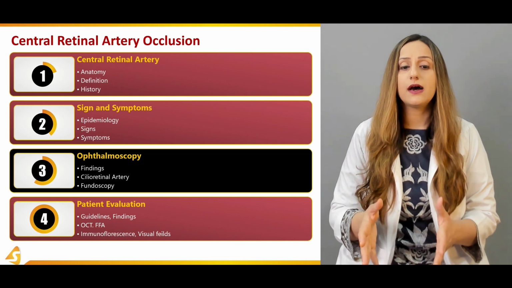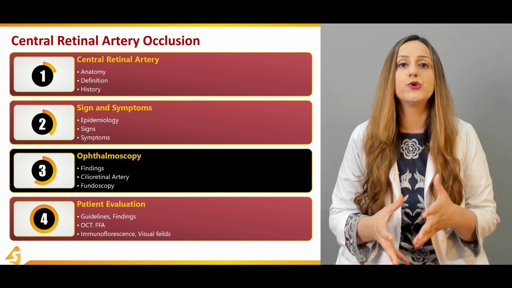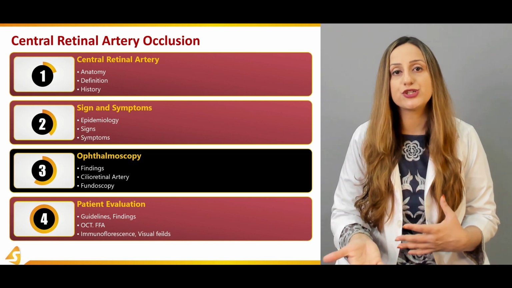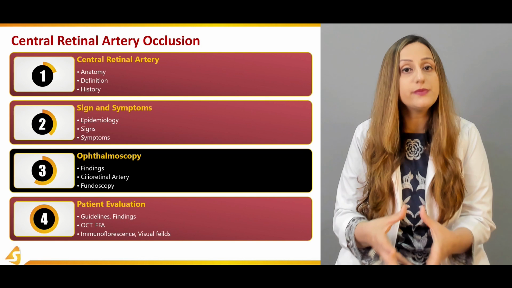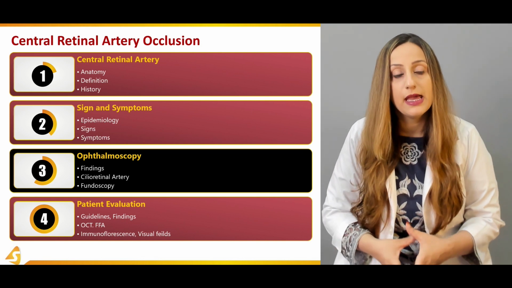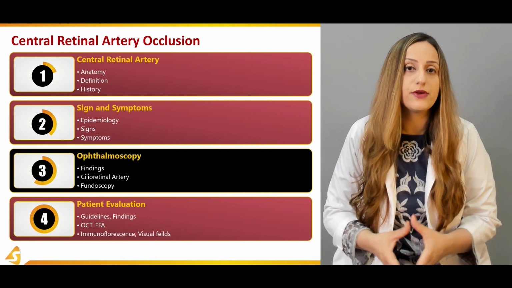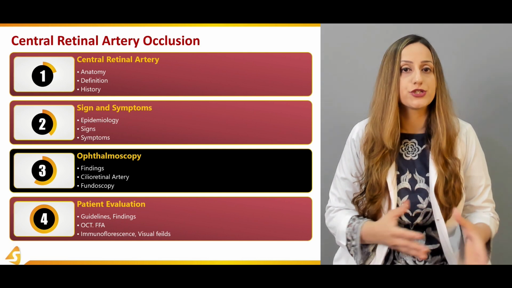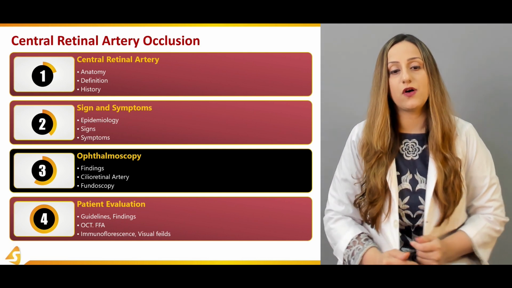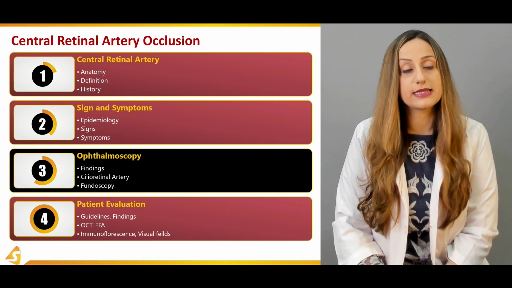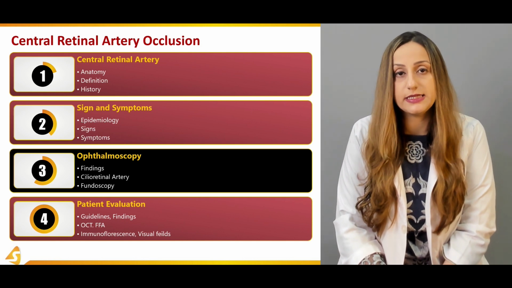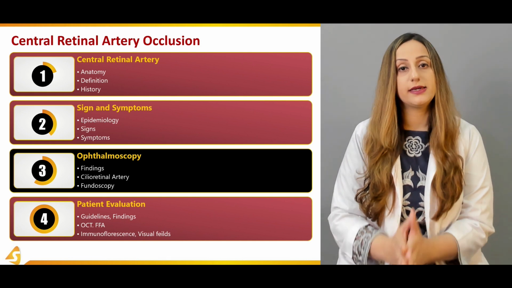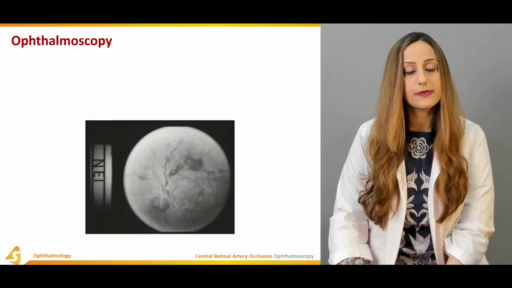Then there are the arteries also known as the anterior and posterior cilioretinal arteries, which give a collateral blood supply to the retina. There is some variation from person to person in the findings of this cilioretinal artery, and we'll be discussing that here. And then the fundoscopic findings will be discussed in detail as well in this section.